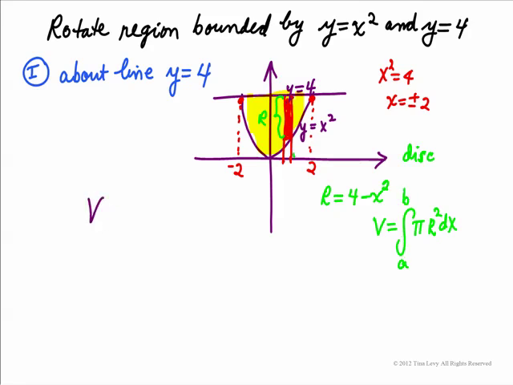So the volume will be the integral from negative 2 to 2, since we've subdivided the region from negative 2 to 2, of pi times the radius, 4 minus x squared, squared, dx. That is rotating about the line y equals 4.